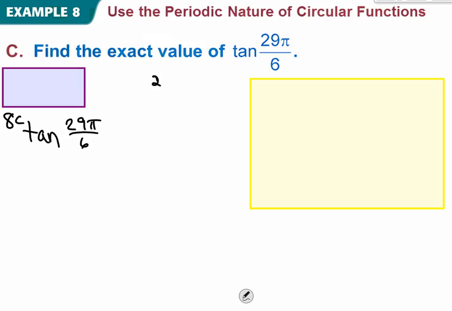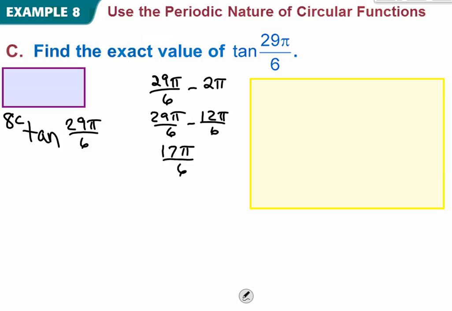And I'm going to say, okay, if I'm going to just take 29 pi over 6 and start subtracting 2 pi until I feel like it's between 0 and 2 pi, which would be 12 pi, right? 0 and 12, or 12 pi over 6. So 29 pi over 6 minus 12 pi over 6, because that's 2 pi. What's 29 minus 12? 17 pi over 6, yes. We don't have to whisper, but yes, 17 pi over 6.